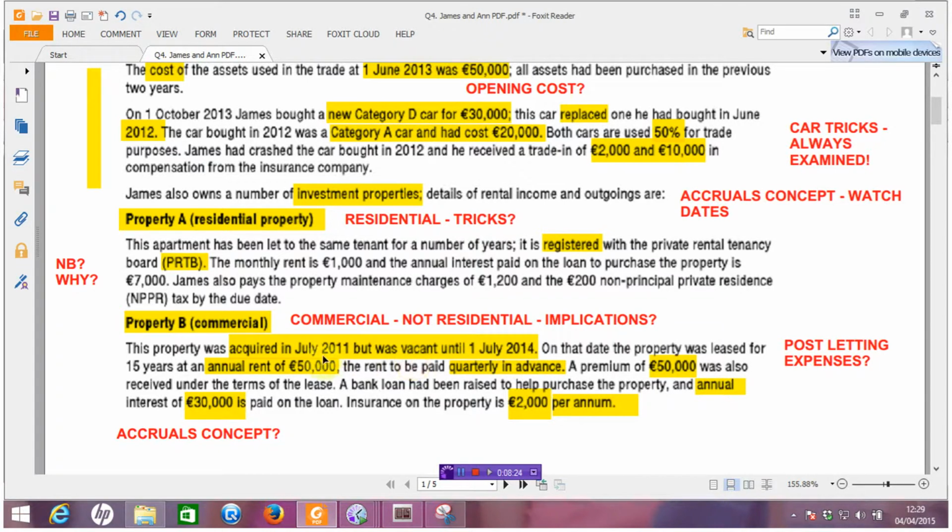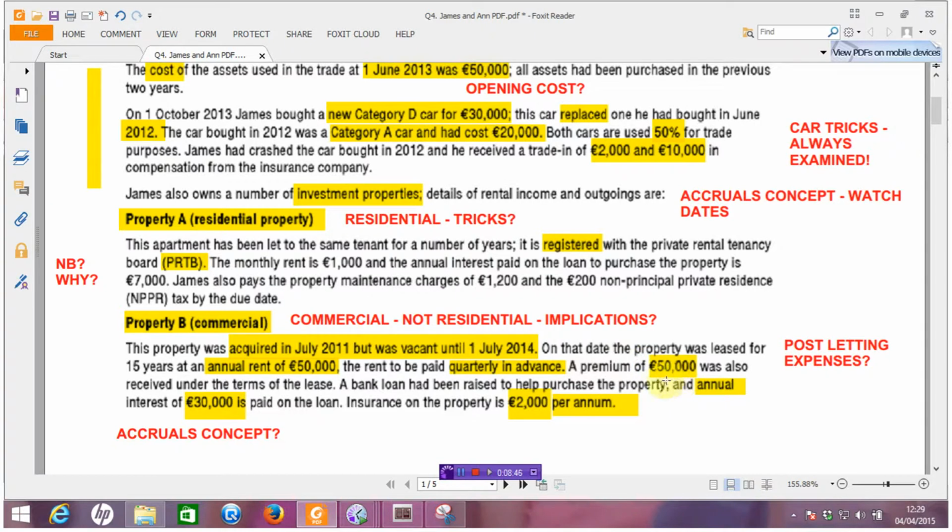Okay. In addition to that, we see that the property was rented at an annual rent of 50. So if we're saying that we're only taking the property from 1st of July onwards, we've got to say, well, if that's annual, we're looking for half of that, i.e. 1st of July to the 31st of December, not the full 50. Okay, the rent is payable quarterly in advance, not too difficult to deal with.